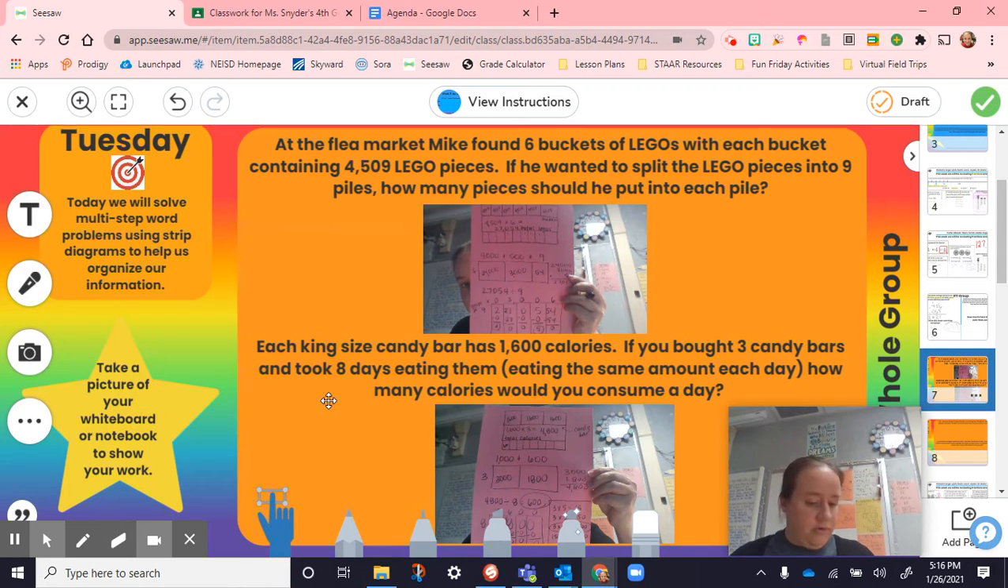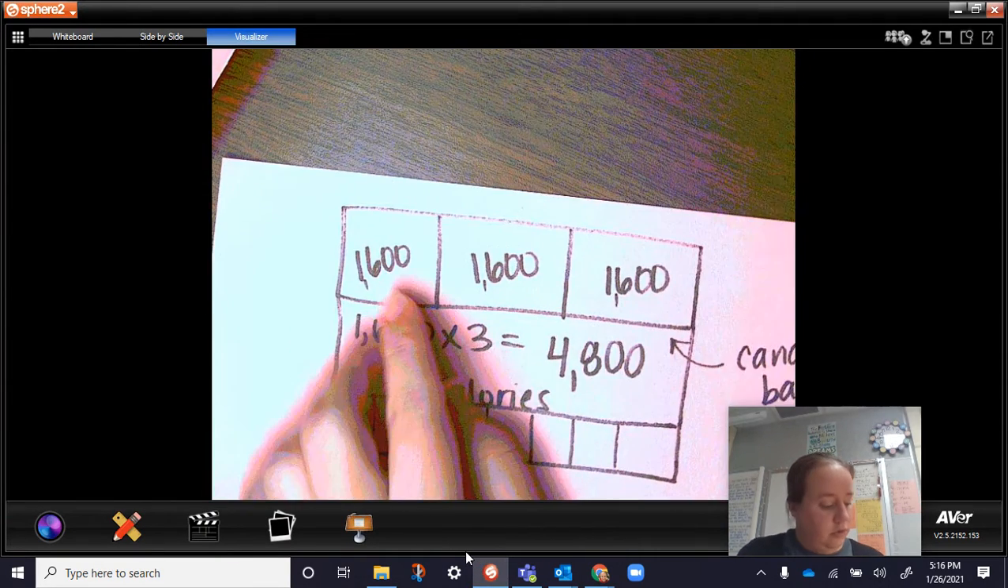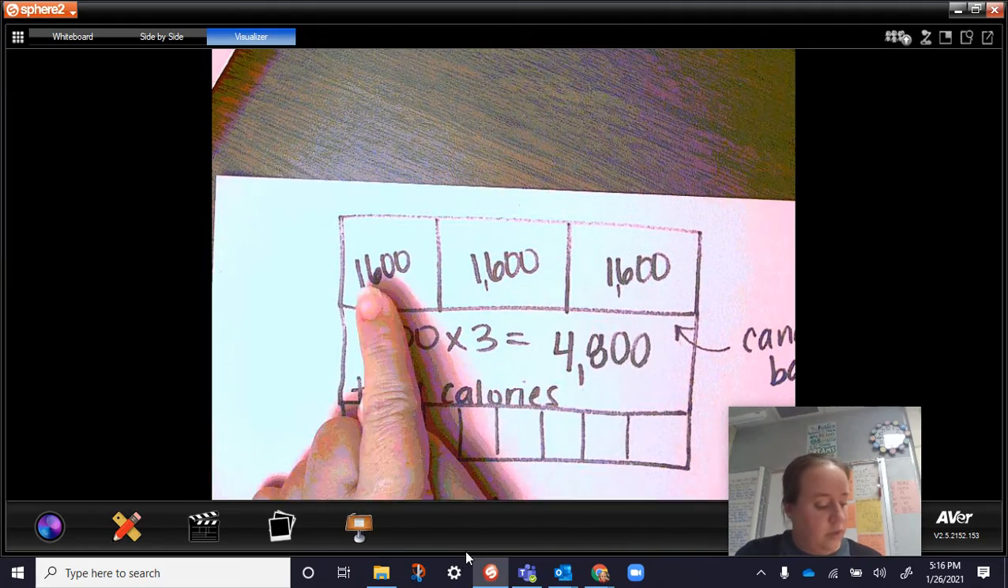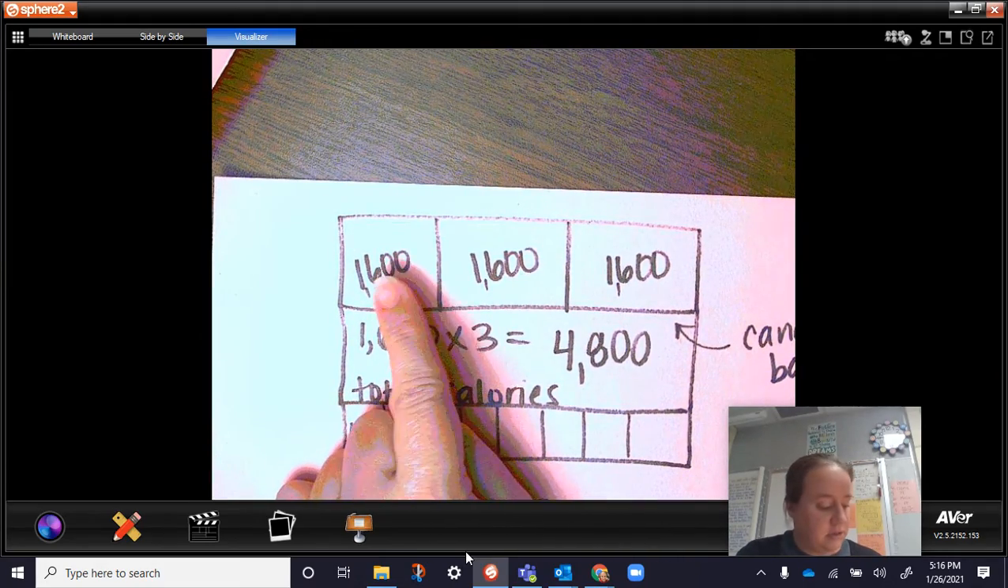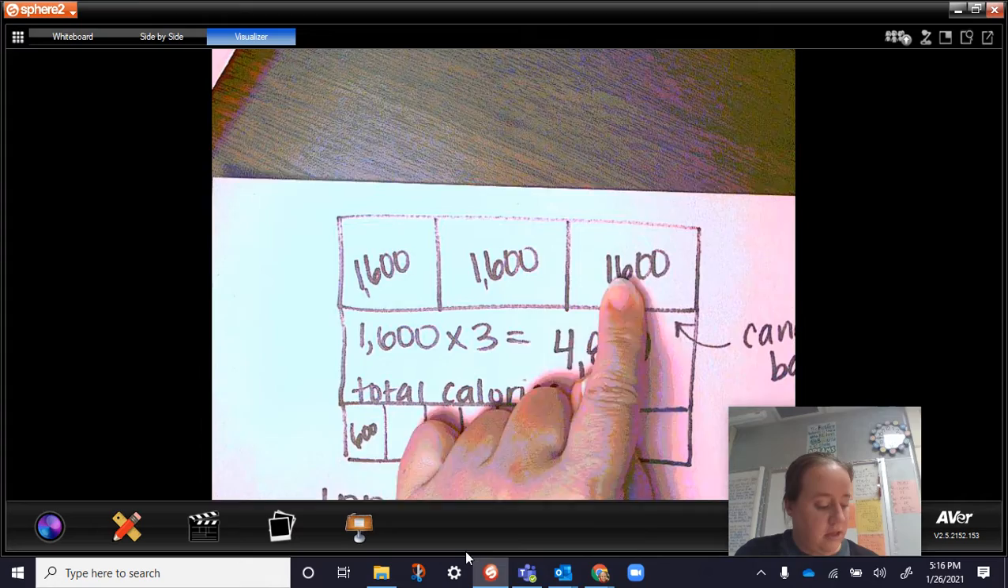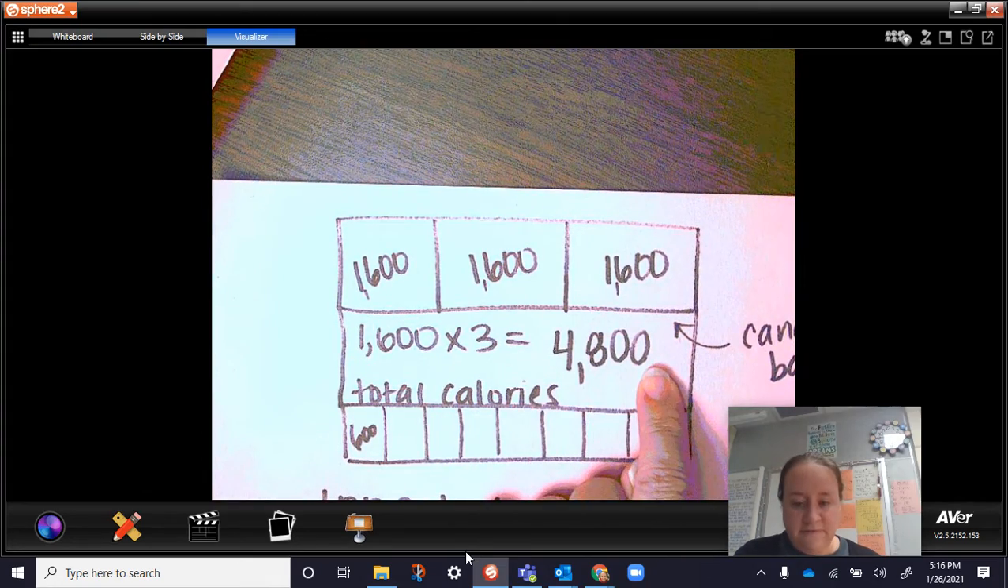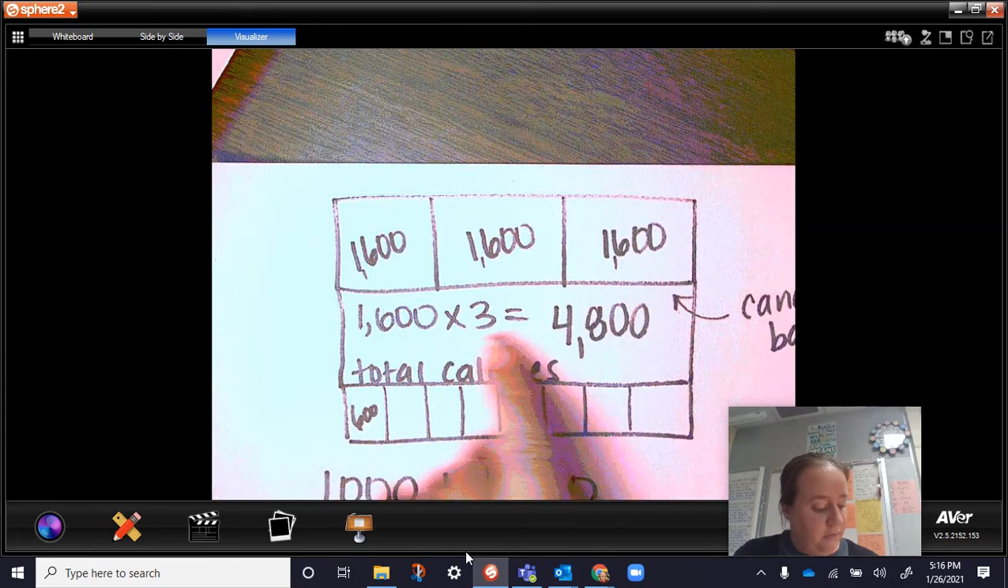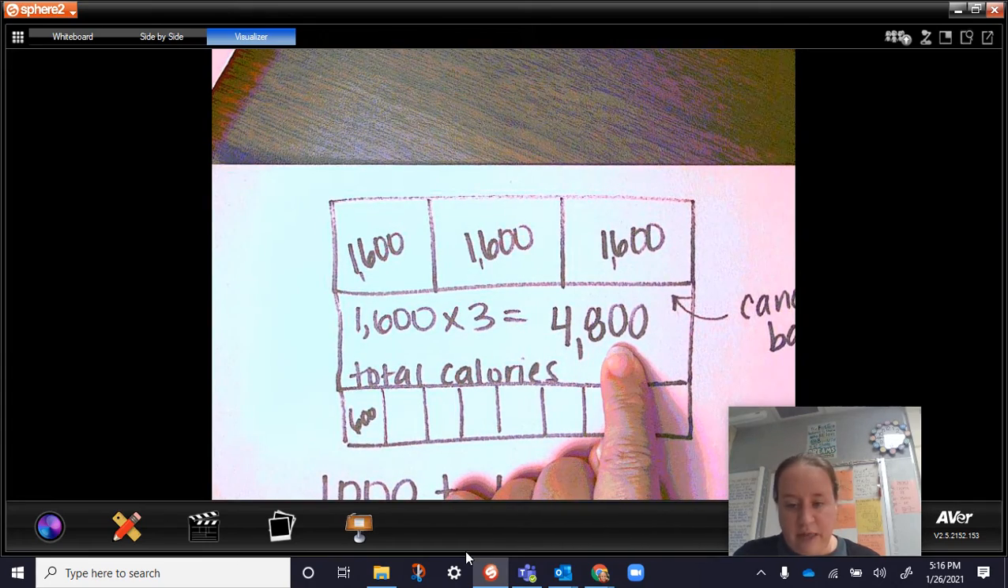Number 2, now we've got some king size candy bars and each one has 1,600 calories. If we bought 3 candy bars and took 8 days eating them, eating the same amount each day, how many calories would you consume a day? So what we did was we took our 3 candy bars, 1, 2, 3. Each one has 1,600 calories. 1,600 for this one, same for this, same for this. Again, there's that hidden question where we needed to find the total. So multiply them out, get the total. That's how many total calories there are.